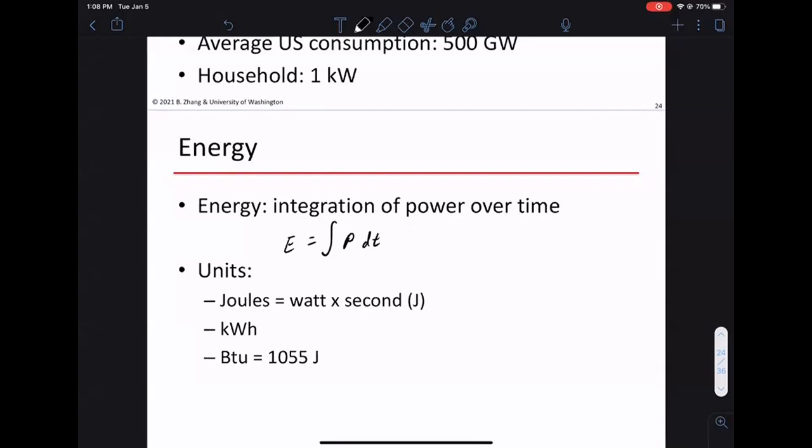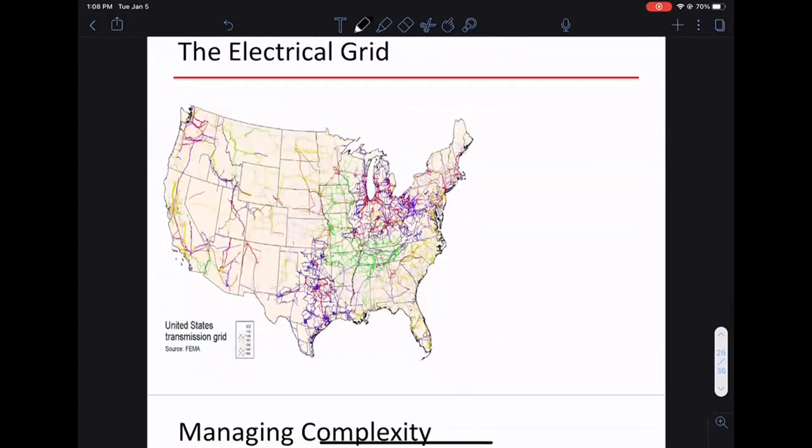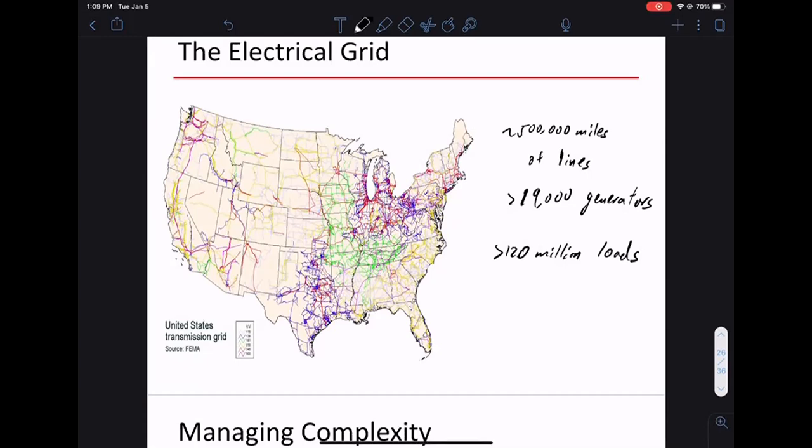So again, why is wind integration non-trivial? Part of the challenge is building a turbine itself, but a lot of the other challenges come from the fact that the turbine has to sit in a large system. We have all seen this picture of the grid. It has around 500,000 miles of lines, about 19,000 generators, which are the large generators, and then we have 120 million loads. We have a lot more loads. So this system is quite difficult to manage; keeping it running is not trivial.